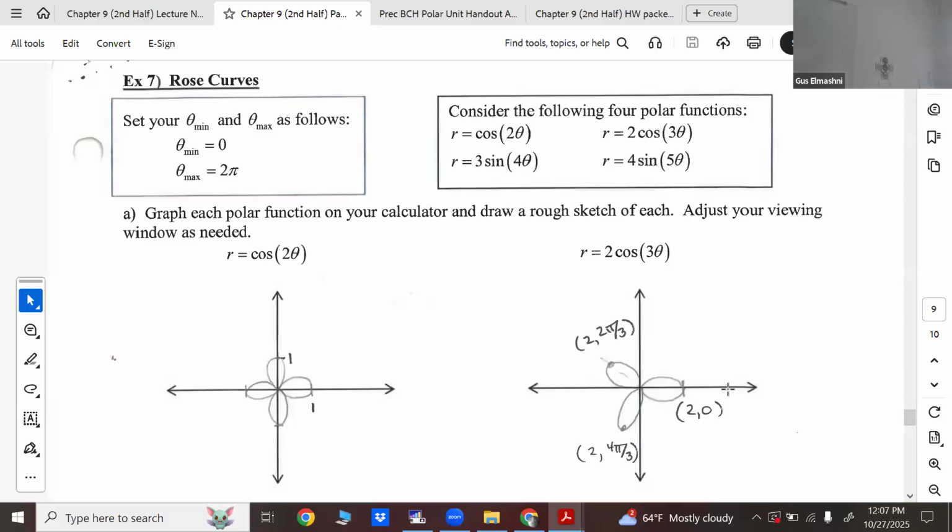Also, look at how the petals are oriented. The symmetry, right? If you have 3 petals, what's 360 degrees divided by 3? So 0, 120, 240, back to 360. You have 4 petals, with 360 divided by 4. So 0, 90, 180, 270, back to 360. And the length of the petals is determined by the number in front of cosine or sine. So that's 2, so the length of the petals is going to be 2.